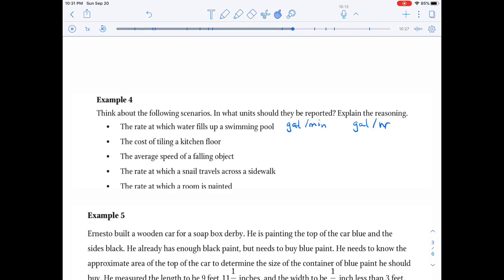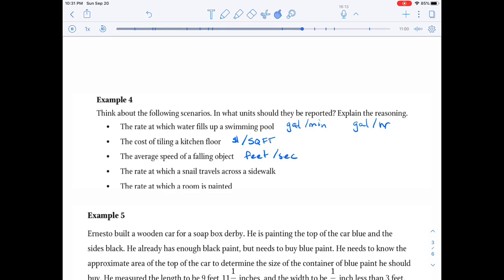Second bullet, the cost of tiling a kitchen floor. Well, when I think of the kitchen floor, I think of the size of the floor in square feet. So I would use dollars per square foot. The third bullet, the average speed of a falling object. Well, if I took a quarter and I held it out and I dropped it, I think I could describe it as dropping in feet per second.